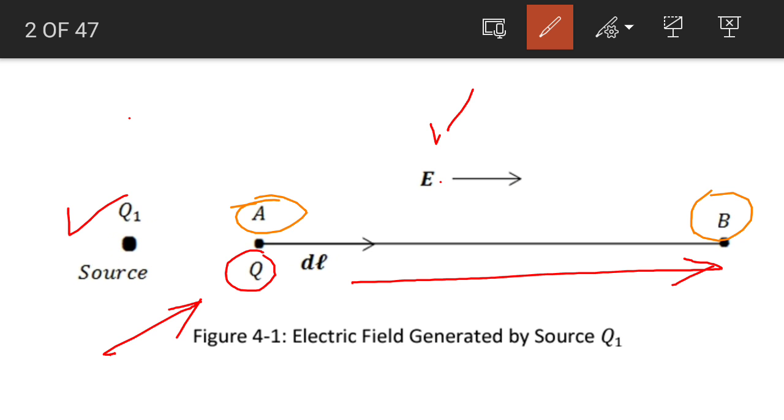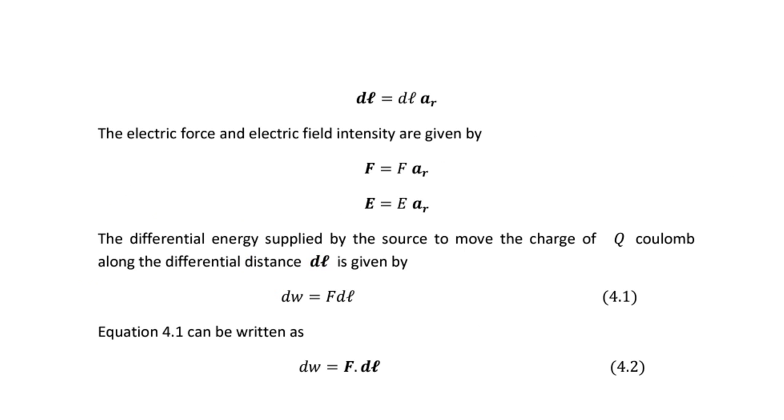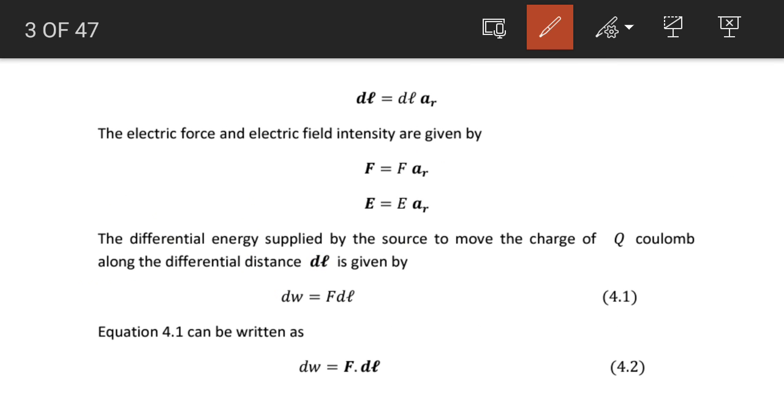Okay? So, in order to calculate the amount of energy which is supplied by the source to move this charge of Q Coulomb from the initial position A to the final position B, we consider a very small portion of the distance, which is represented by dl. Okay, so we know that dl is a small portion of the distance vector, which is in the direction of the unit vector ar.